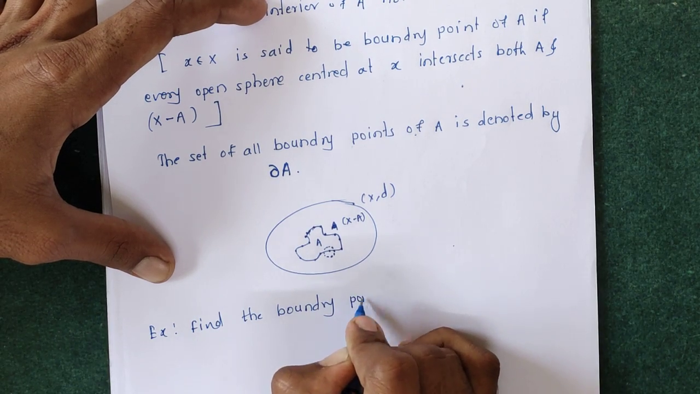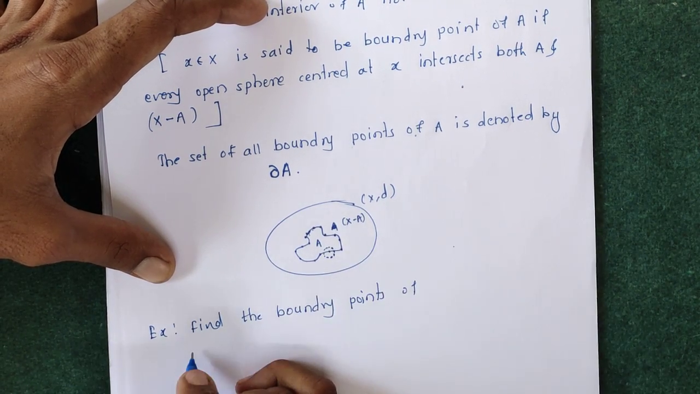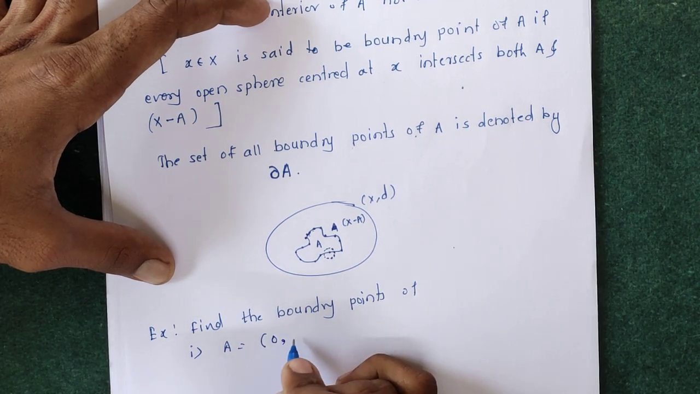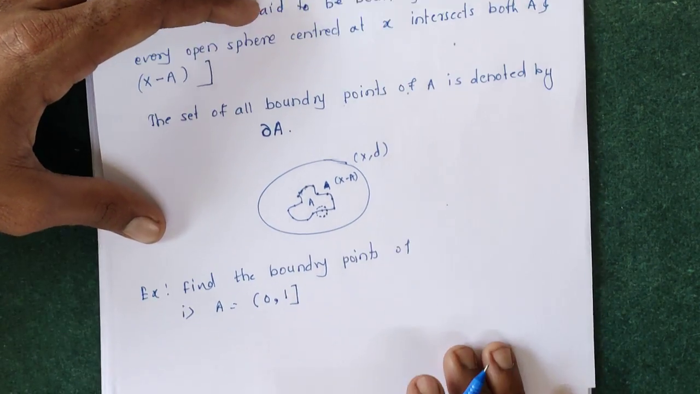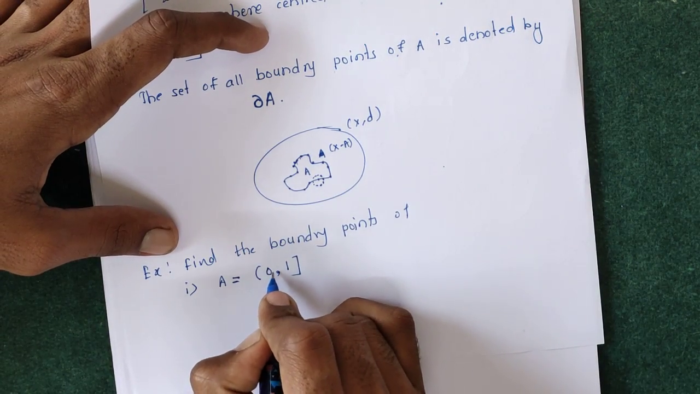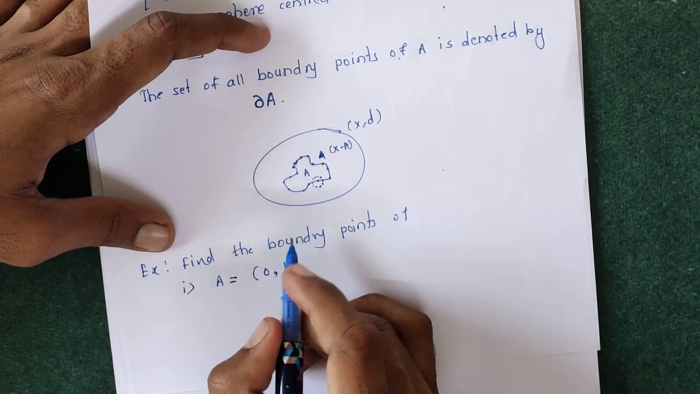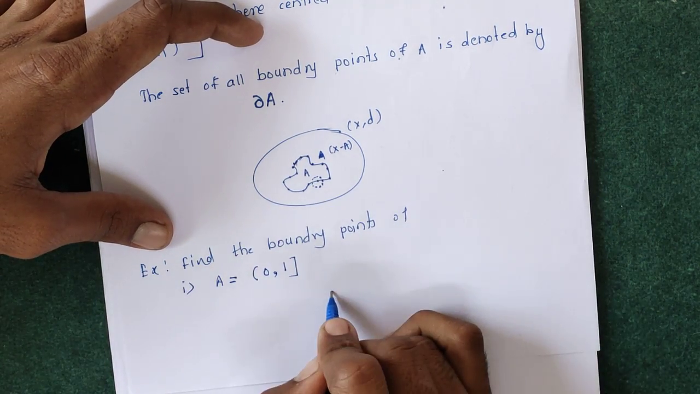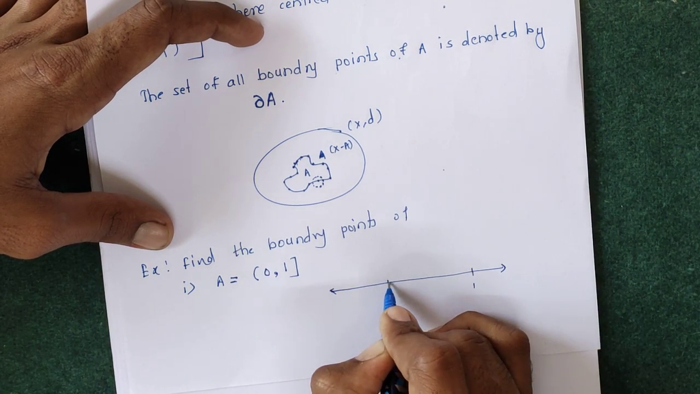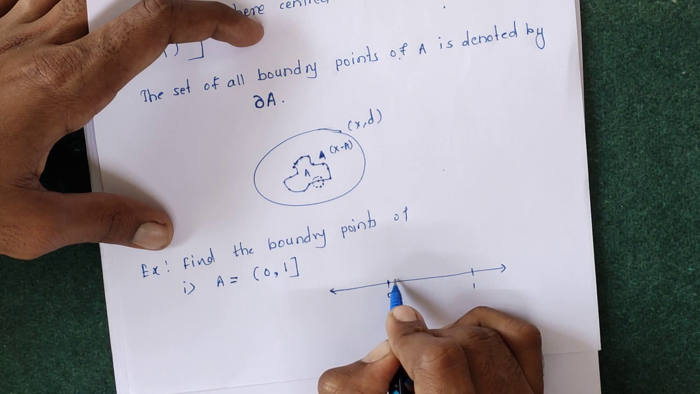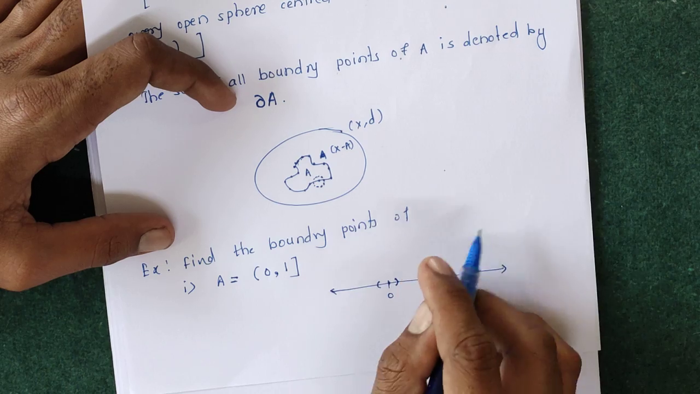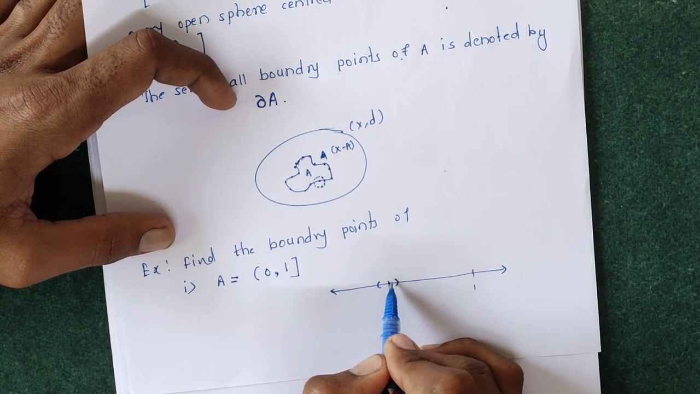Find the boundary points of, first example, suppose A is equal to the open interval (0, 1). Then the boundary points on the real line are, we can clearly say, 0 as well as 1. If we draw the open sphere at 0, then that open sphere is an open interval on the real line. For any real number r greater than 0, we can draw the open sphere, and that open sphere intersects A as well as X minus A.